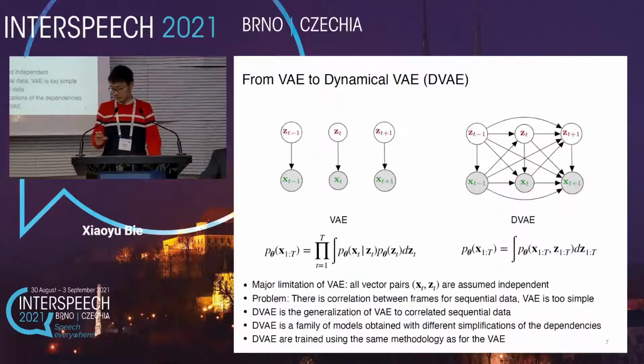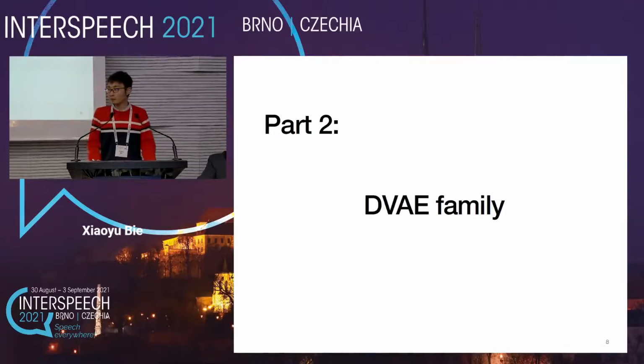In the right figure, here, we give a graph model of DVAE with all possible dependencies. But in practice, we could simplify this graph model by omitting some of the dependencies, and you get a practical DVAE model. And for the training, the DVAE model can be trained with the same methodologies as the VAE. So just cascading the encoder and decoder and maximizing the evidence lower bound. Then we will talk about more details about the DVAE family.